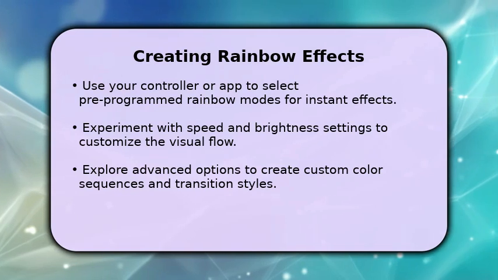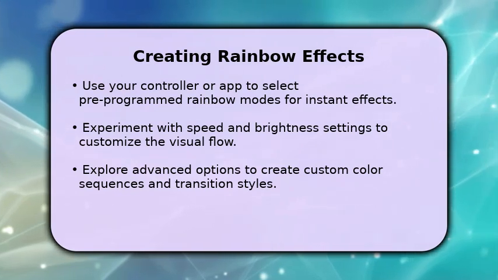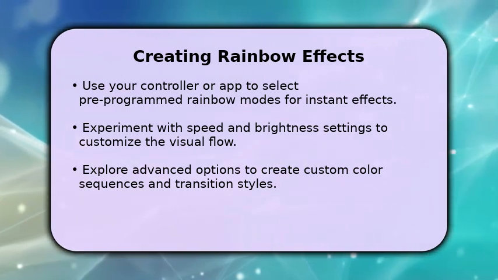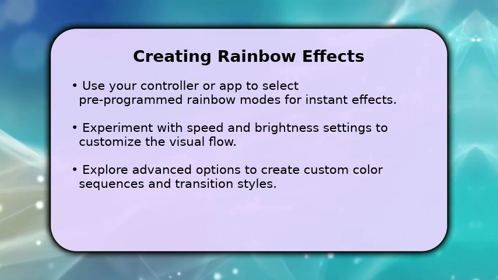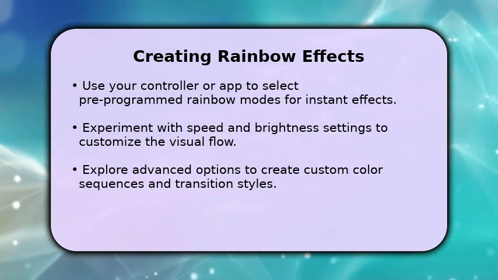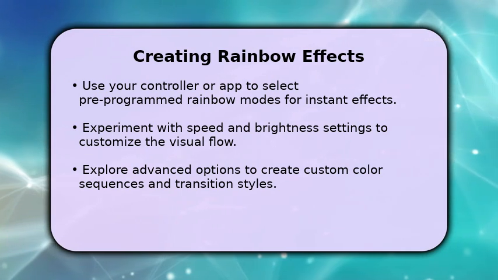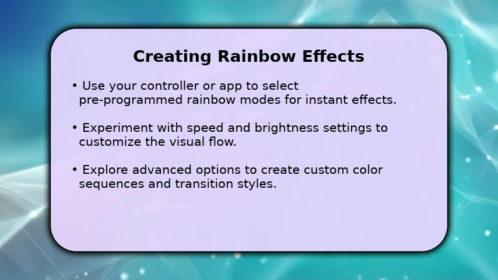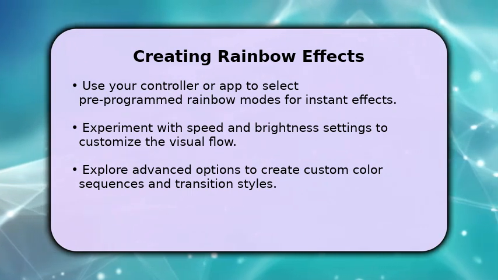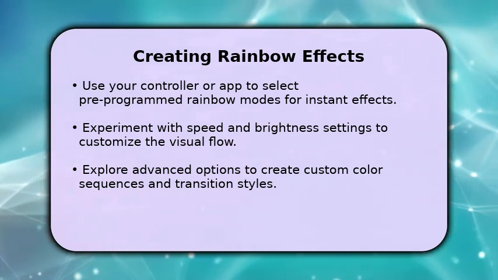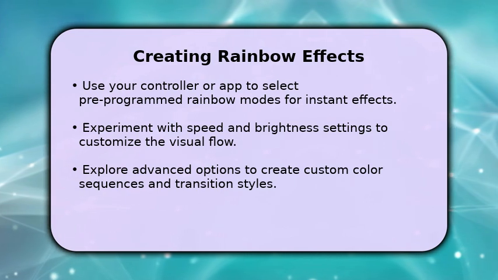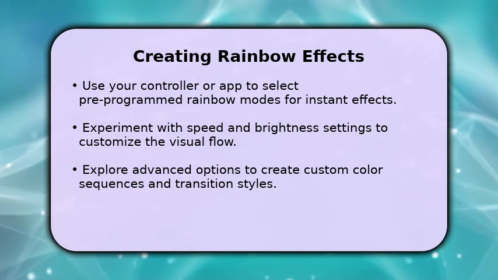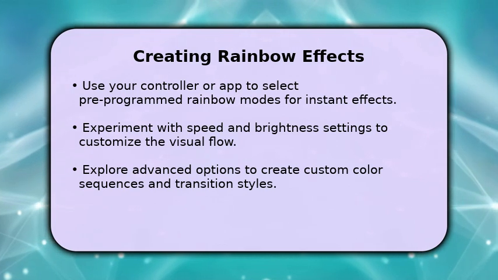Now for the fun part, creating those beautiful rainbow effects. Most controllers and apps offer several pre-programmed rainbow modes. Experiment with these, adjusting the speed and brightness to your liking. Many systems also allow you to create custom color sequences, giving you complete control over the transitions. Consider placing your lights behind furniture or along edges to create a soft, ambient glow that truly enhances your space.